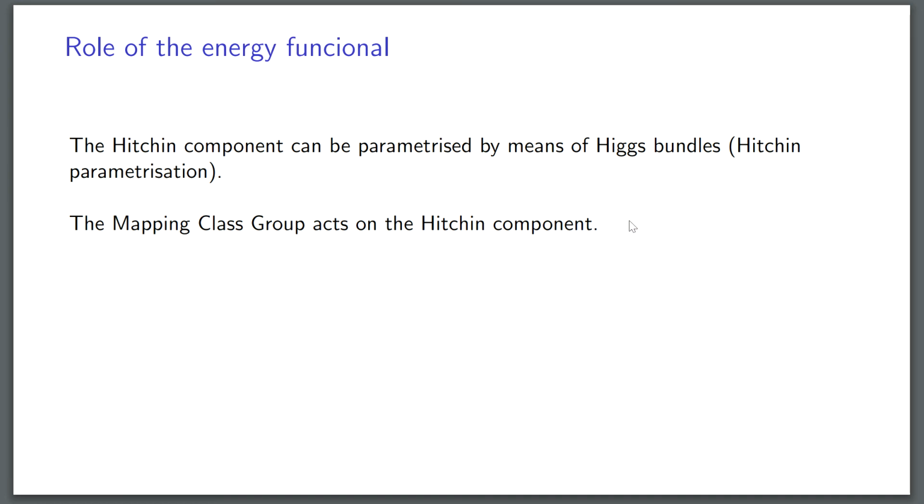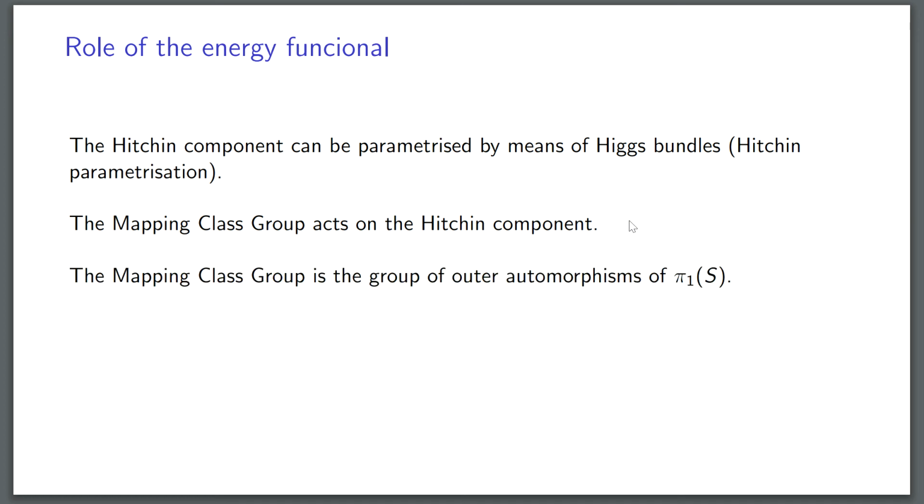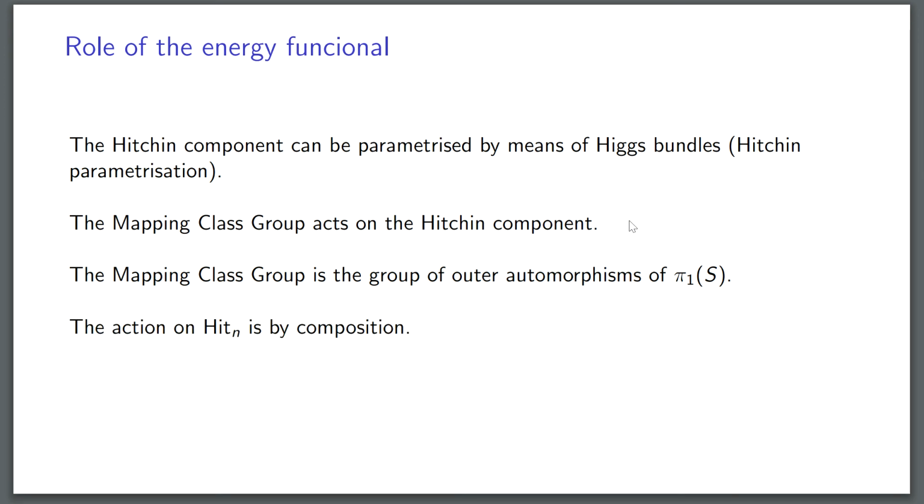Namely, you need to know that the mapping class group acts on the Hitchin component. The mapping class group can be realized as the group of outer automorphisms of the fundamental group of our surface. And it acts on the Hitchin components simply by composition. Namely, an element in the Hitchin component is a representation of the fundamental group. An element in the mapping class group is an automorphism of the fundamental group. And by composing these, we obtain this action on the Hitchin component.